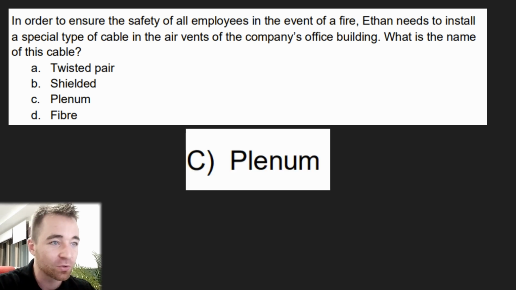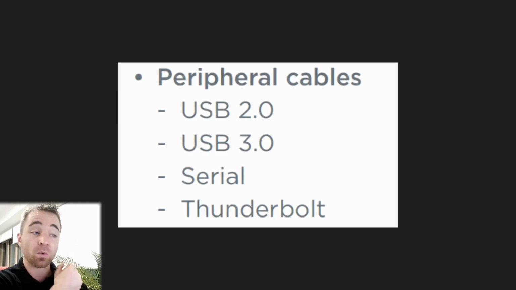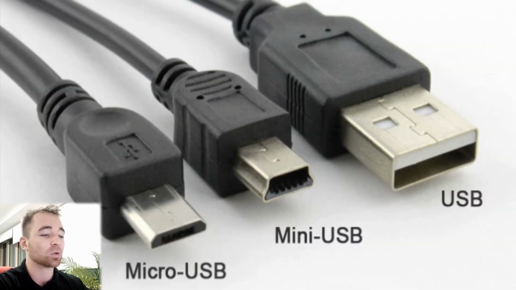We talked about that not too long ago. It was only moments ago. We talked about how plenum doesn't release those toxic fumes, okay? We're going to move on to peripheral cables. We've got USB 2.0, USB 3.0, Serial, and Thunderbolt. We'll move straight into it.